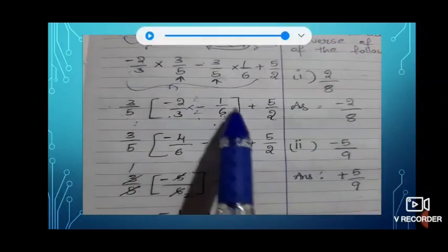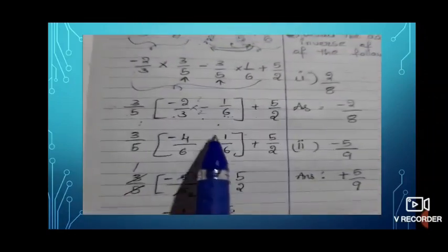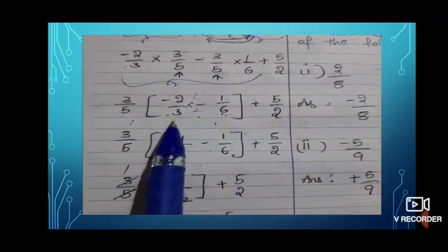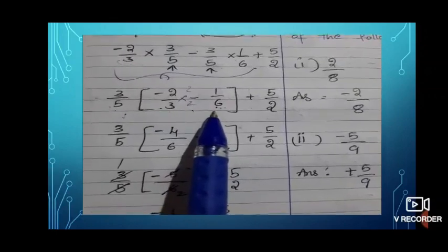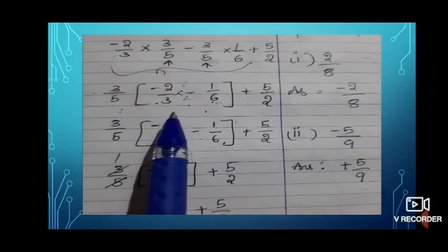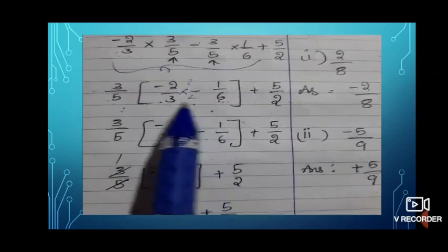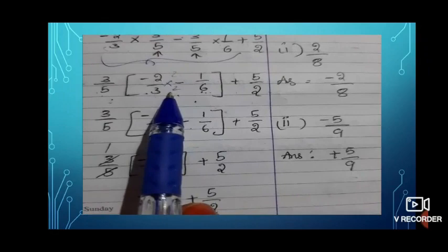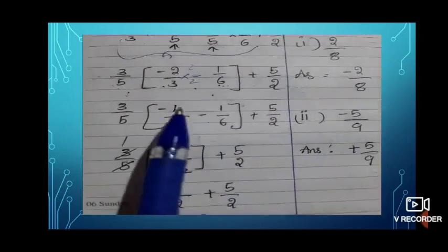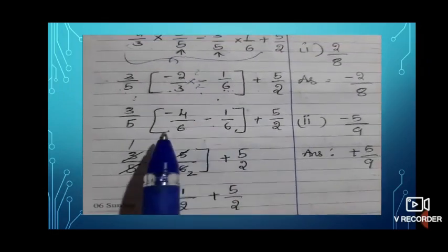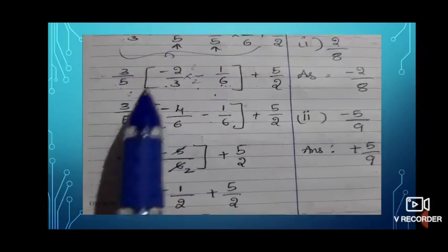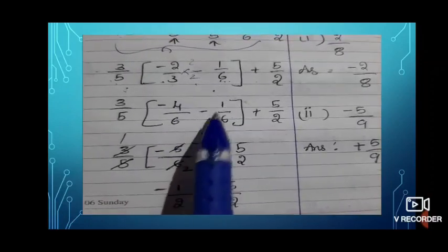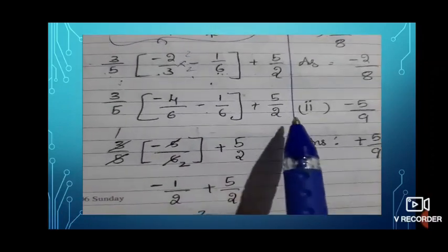Now I am going to perform the operation inside the brackets: minus 2 by 3 minus 1 by 6. Both denominators are different, so first we have to equalize them. There is no need to take the LCM because the numbers are small. To get 6, multiplying 3 by 2 is enough. So I multiply minus 2 by 3 into 2 by 2. We keep 3 by 5 as it is, and minus 2 by 3 into 2 by 2 gives minus 4 by 6, minus 1 by 6, plus 5 by 2.